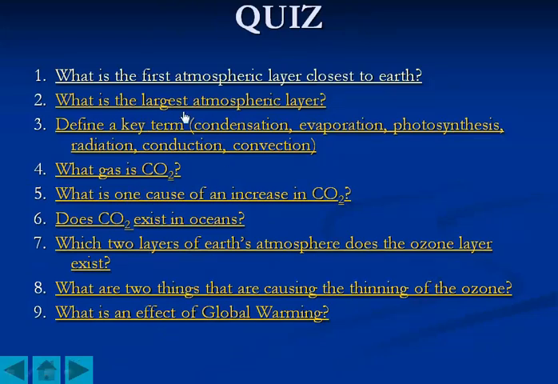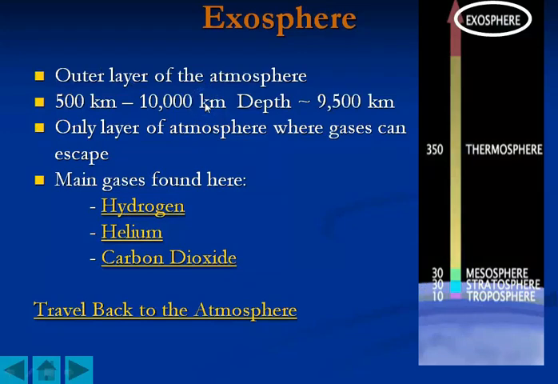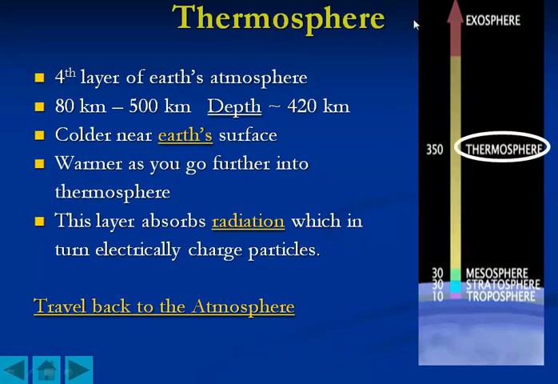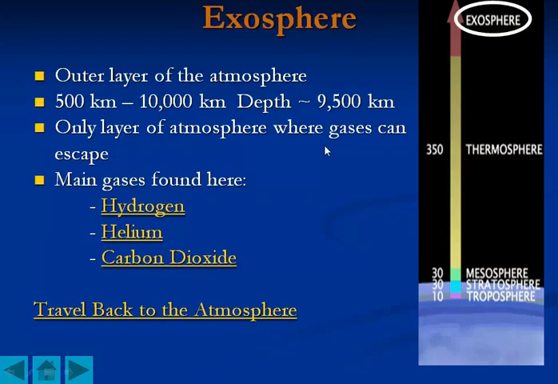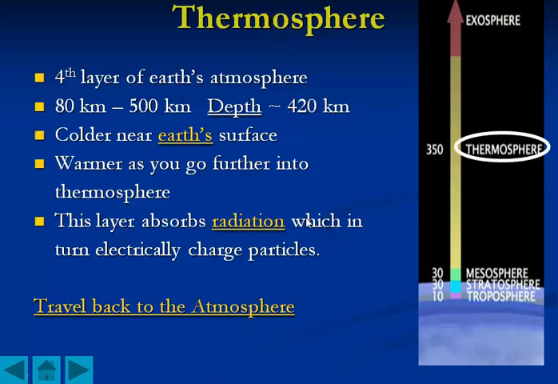We'll go back to the quiz slide here. What is the largest atmospheric layer? The largest atmospheric layer is the thermosphere. This is the largest atmospheric layer in the atmosphere. It is the fourth layer of Earth's atmosphere. It is the largest, no doubt, from the size and depth. The exosphere is the largest one, but the thermosphere is more concerned with this greenhouse gas effect here.